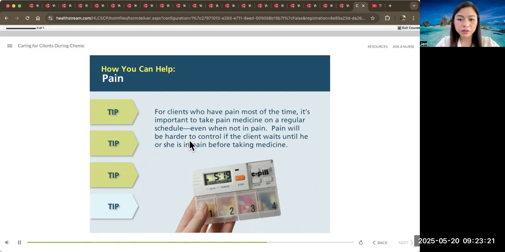Pain will be harder to control if the client waits until he or she is in pain before taking medicine. So most of the time, the doctor prescribes pain medication before the chemotherapy begins. It's called pre-medication. So 30 minutes prior to giving chemotherapy, I usually administer pain medication through IV or orally, depending on the doctor's order.